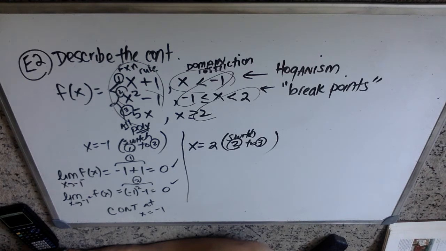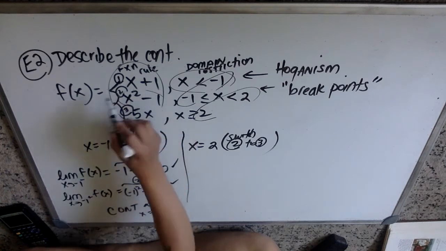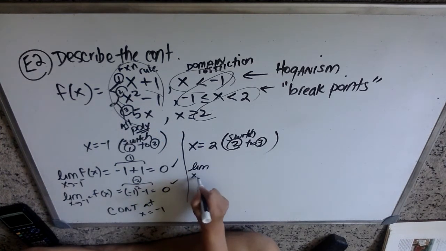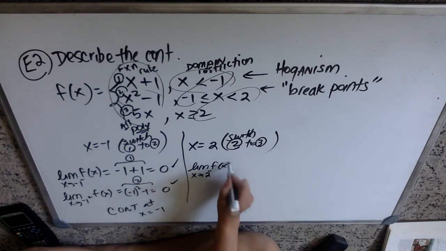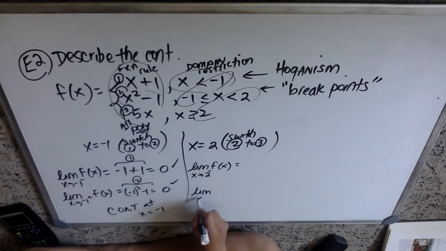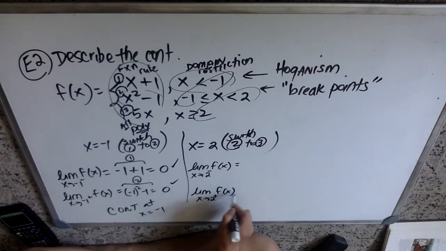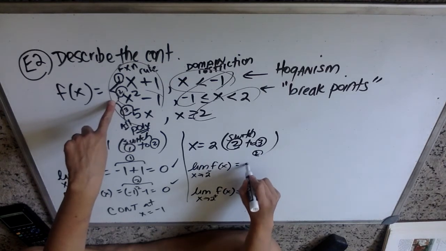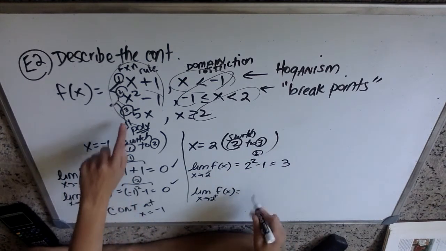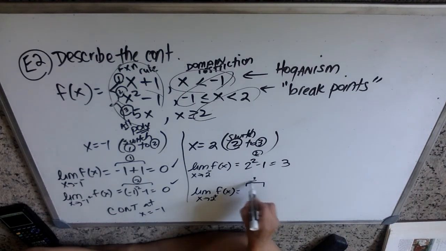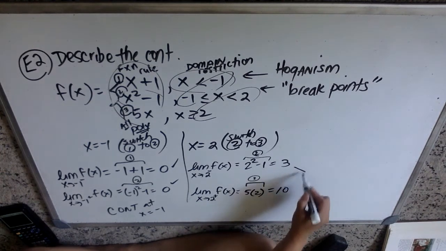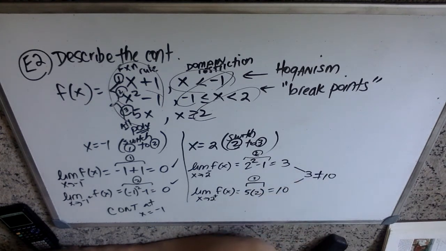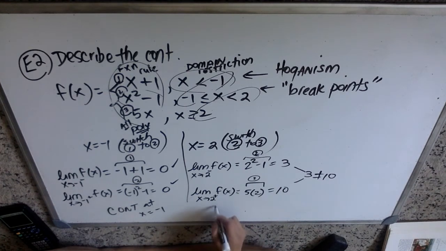At x equals 2, when I look at x equals 2, I'm going to do the same thing. I'm going to look at how the graph behaves on the left side, right? So the limit as x approaches 2 from the left of this function, and the limit as x approaches 2 from the right of this function. So 2 from the left is going to use function number 2, which is going to be 2 squared minus 1, and that's a 3. 2 from the right is going to use the third function, which is 5 times 2, and that's a 10. Since 3 is not equal to 10, this limit doesn't exist, and we have a jump discontinuity.